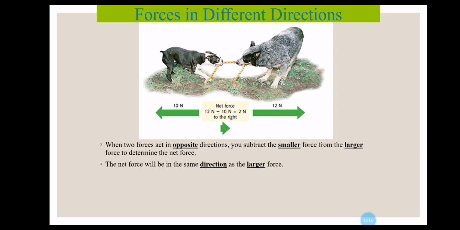Now, forces in different directions. I have 10 newtons to the left and 12 newtons to the right. So the net force in this case is going to be the difference between them because they don't have the same direction. We do 12 minus 10, you get 2, and the direction is that of the bigger force, which is 12 newton. So it's 2 newtons to the right. So when two forces act in opposite directions, you subtract the smaller force from the larger force to determine the net force. The net force will be in the same direction as the larger force.